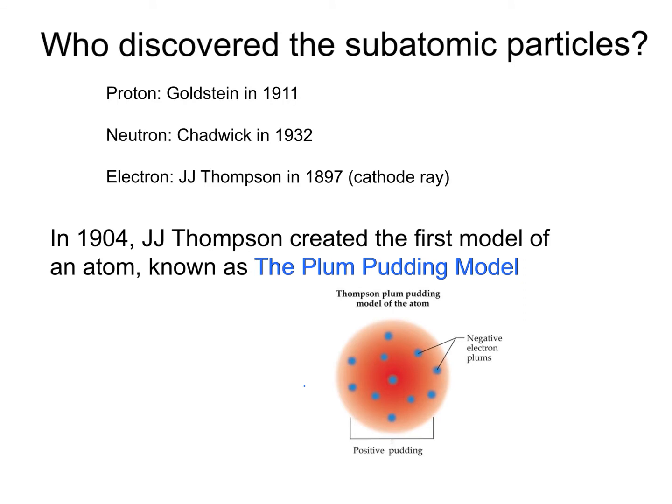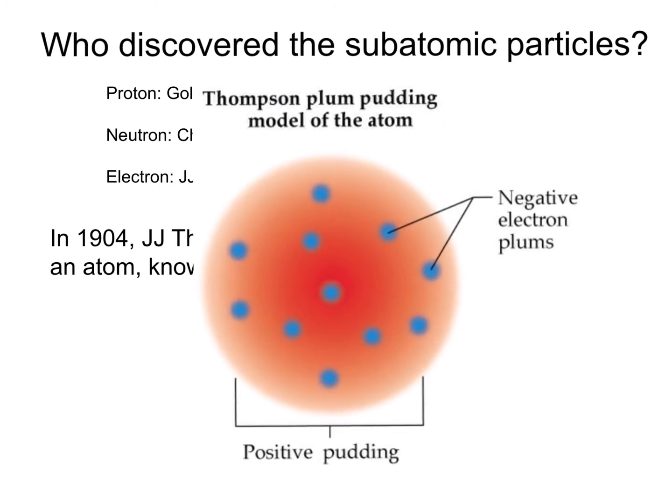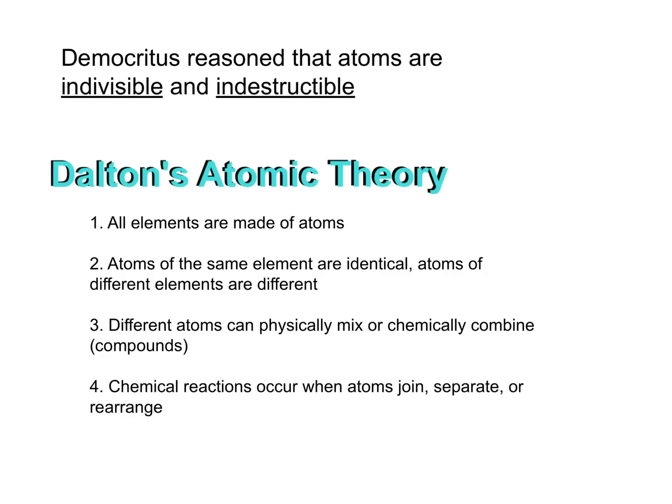In 1904, J.J. Thomson created the first model of an atom, known as the plum pudding model. As you can see in this picture, Thomson believed that electrons, or the so-called plums, are in a sphere of positive pudding. Today we know that this model is inaccurate, but at the time it was revolutionary. Democritus reasoned that atoms are indivisible and indestructible.